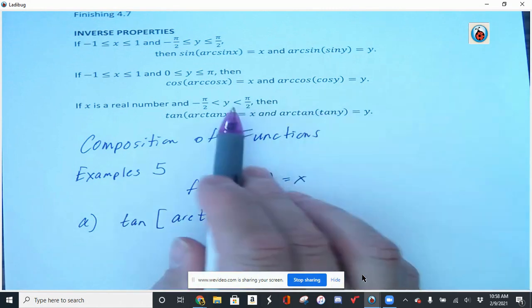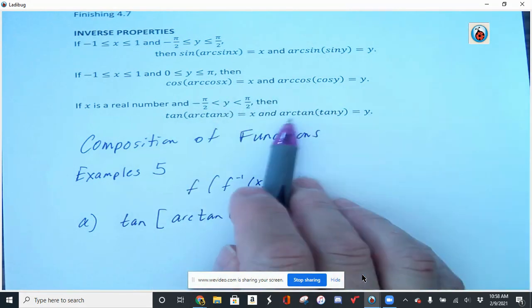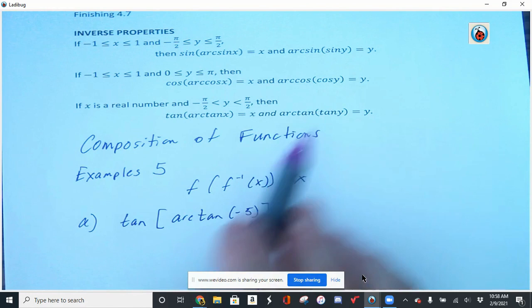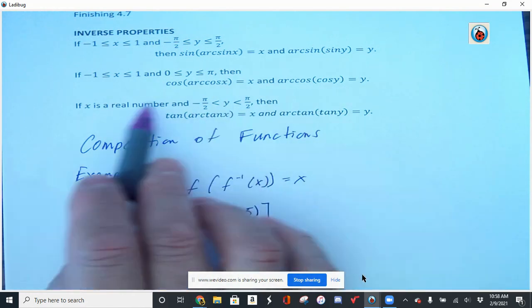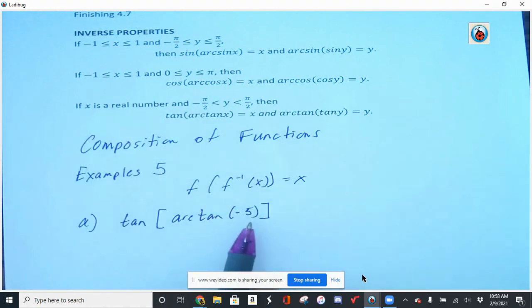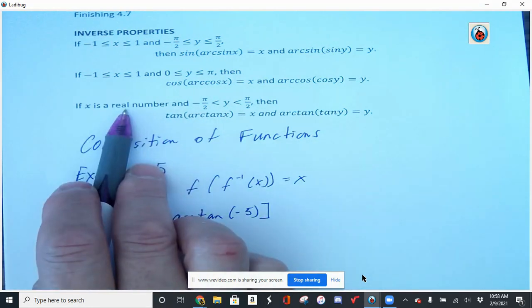We don't have this part right here, because we're not dealing with the arctangent of tangent. We're dealing with tangent of the arctangent, so we're dealing with this one right here. Our x value does fit the rule.